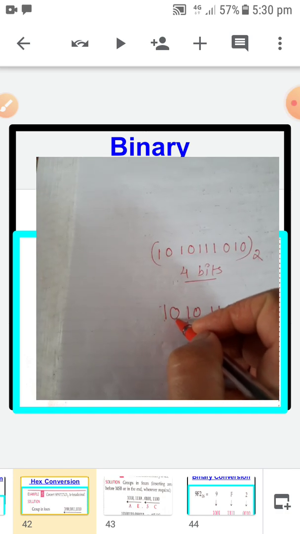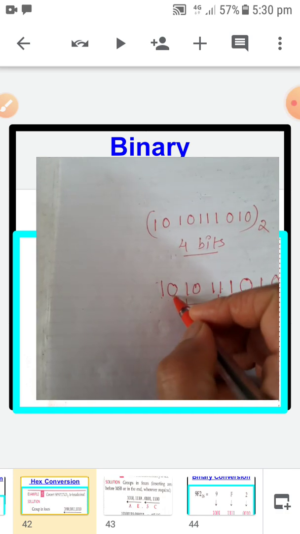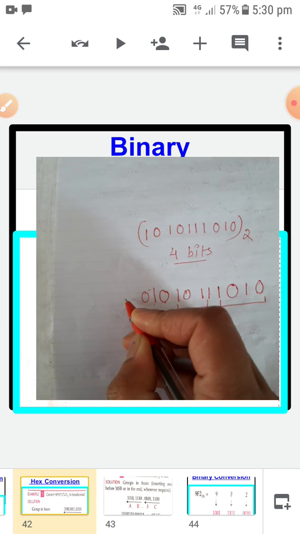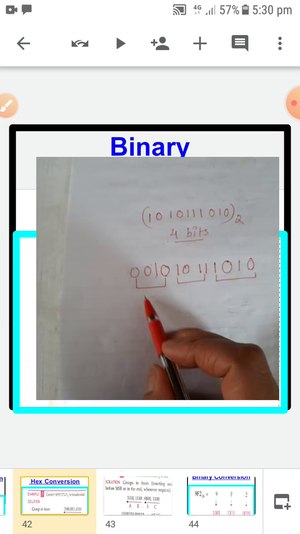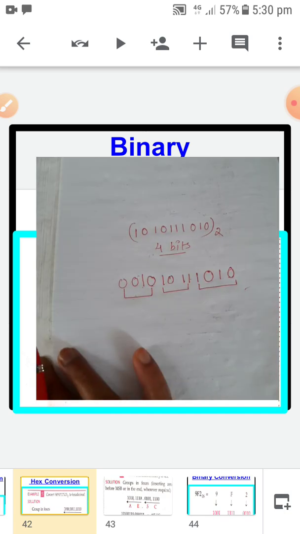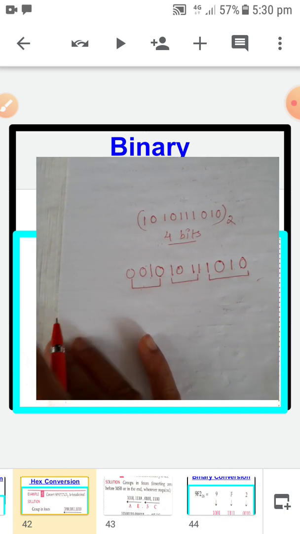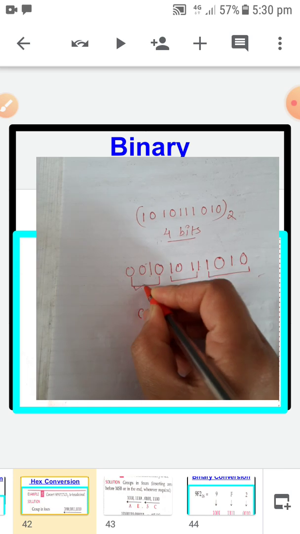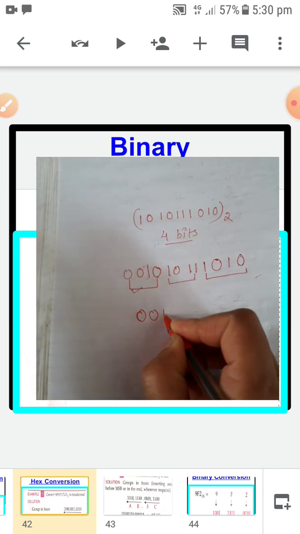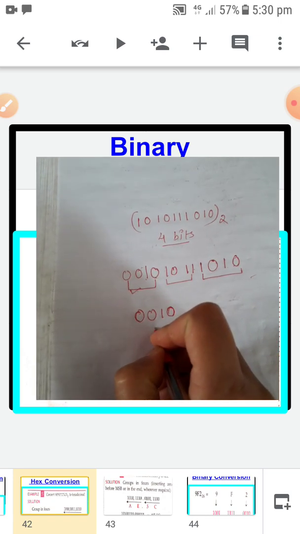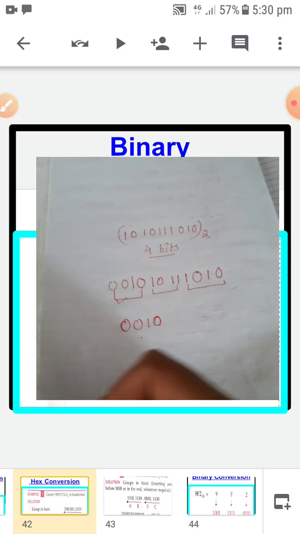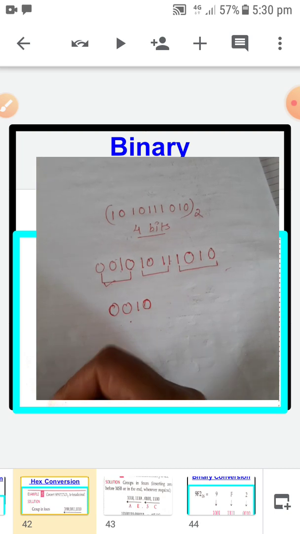You have to make it a 4 bit pair. How you can make it a 4 bit pair? By adding 2 zeros here. Okay, like this. Now every 4 bit number you have to convert. How you can do that? Now I'm taking this one first, 0010. I told you that you can check in the table also, that I have explained in the last video, or you can easily convert also.